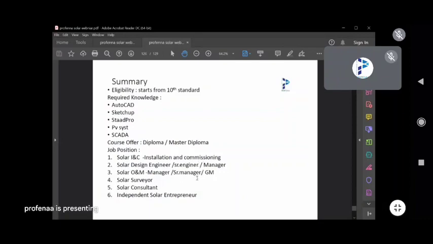What job positions will you get? Solar installation and commissioning you will get. You may become a designer, you may become O&M, even a general manager range you can reach. You can get solar survey work, or go as an independent solar consultant, or you can also become a solar entrepreneur.